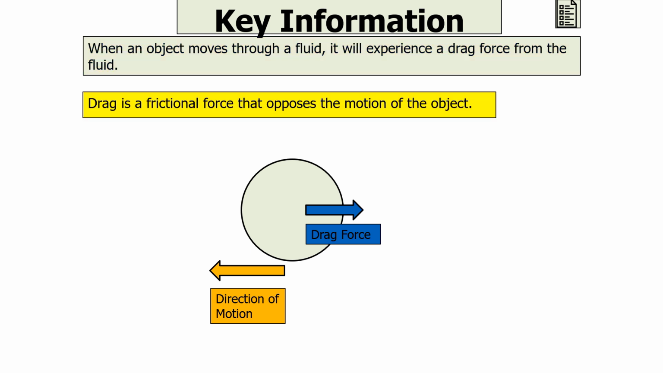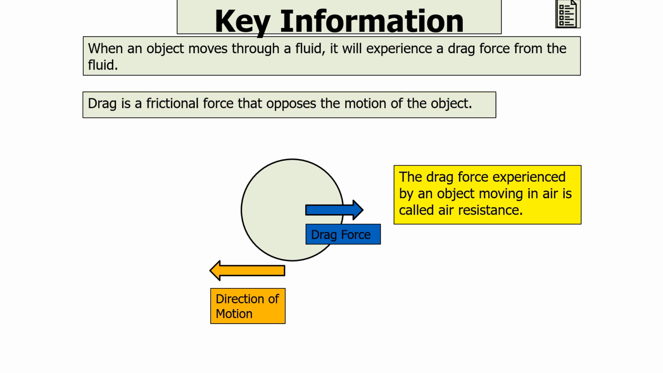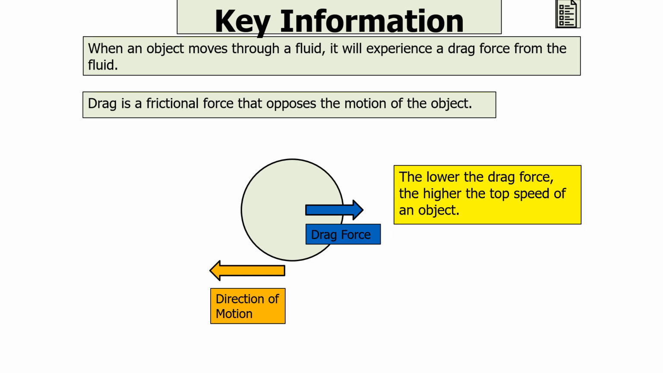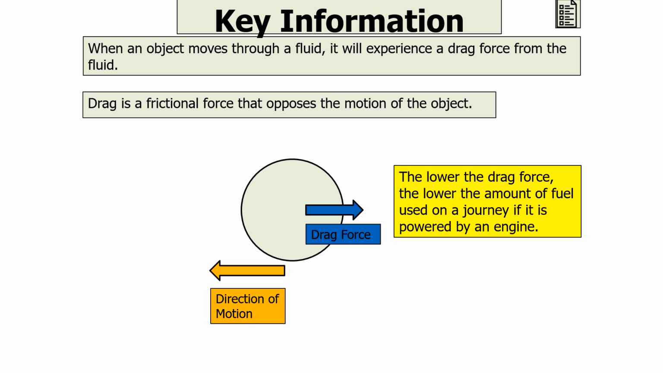Now drag is a frictional force that opposes the motion of the object. Now the drag force experienced by an object moving in the air is called air resistance. Now the drag force is linked to the force required to move the particles of the fluid, such as air, out of the path of the object every second. Now the lower the drag force, the higher the top speed of our object. The lower the drag force, the lower the amount of fuel used on a journey if that object is powered by an engine.